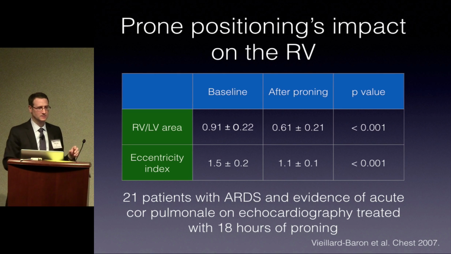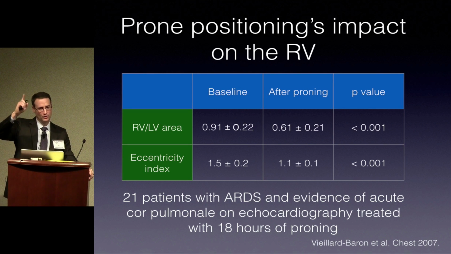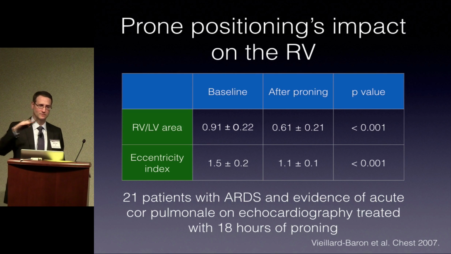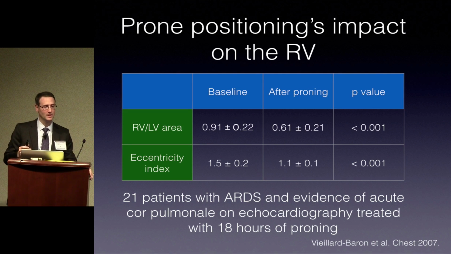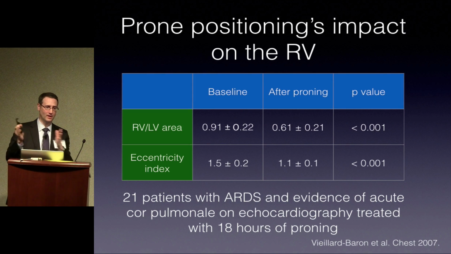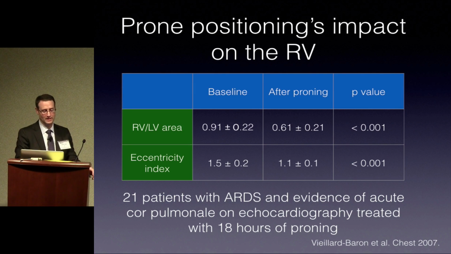The eccentricity index is a research tool to measure how much the LV is being squished by the RV. We basically take a vertical axis through the LV divided by the horizontal axis. If you have a nice circular LV, then that ratio is normal at 1. As your LV gets more and more squished and the vertical axis remains whatever it was, the horizontal axis becomes smaller and smaller, so your eccentricity gets higher and higher. And so what you see is an eccentricity index of 1.5, a squished LV, becomes almost normal at 1.1 just through proning.